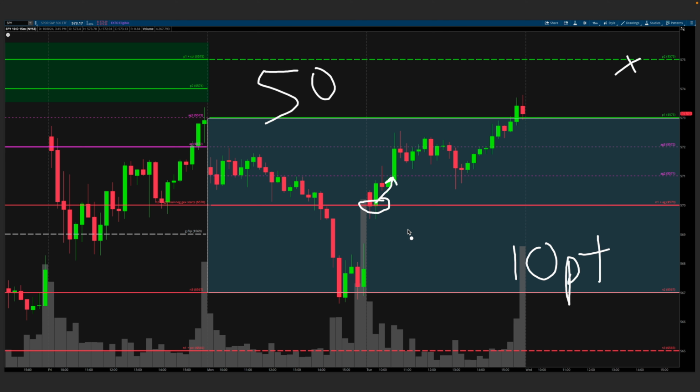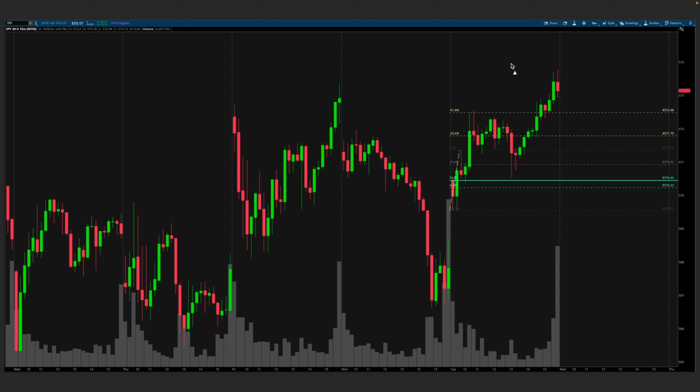Now, if you're a micro scalper, 10 points on the SPX is an excellent trade if you're looking to be in and out of that trade in under 15 minutes. These gamma exposure levels can help define these targets for you. Now, what to do if you miss the trade?